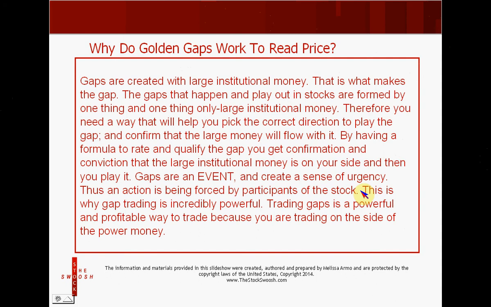So why do golden gaps work to read price? Well, gaps are created with large institutional money. That's who really moves stocks in the first place, and that's what makes the gap. The gaps that happen and play out in stocks are formed by one thing and one thing only: large institutional money. Therefore, you need a way that will help you pick the correct direction to play the gap and confirm that the large money will flow with it. By having a formula to rate and qualify the gap, you get confirmation and conviction that the large institutional money is on your side, and then you play it.